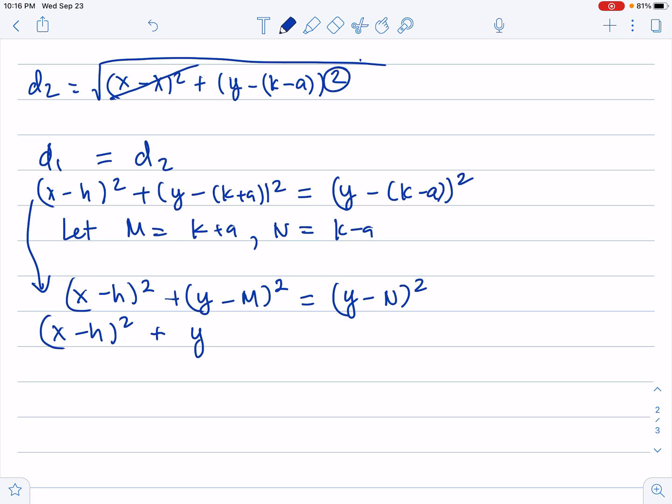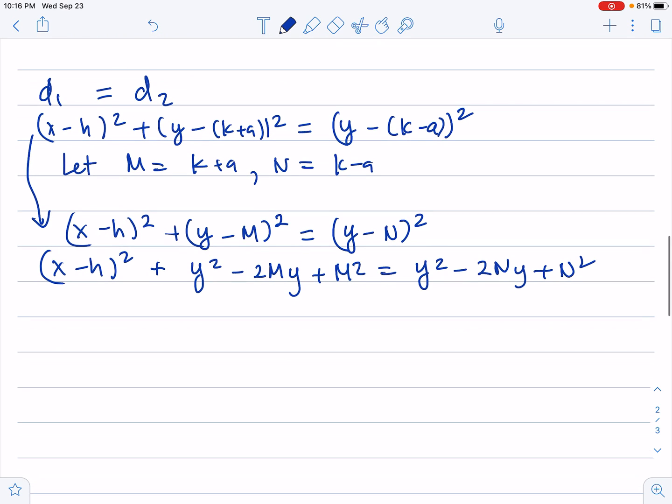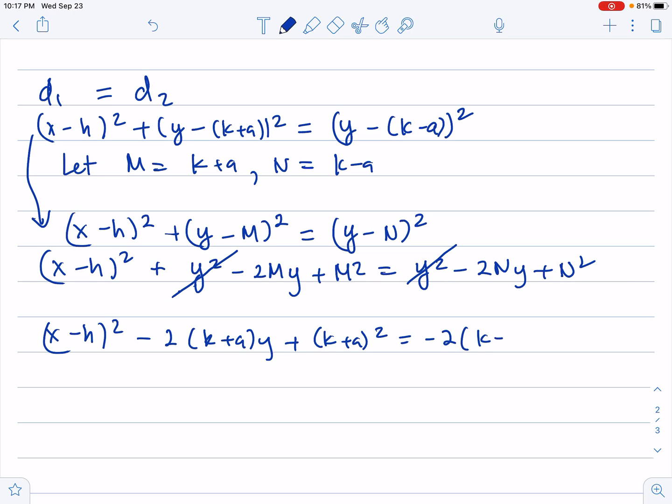So this becomes y squared minus 2my plus m squared. So squaring a binomial lang yan, ha? Magiging y squared minus 2ny plus n squared. Tapos ibalik natin, no? Pwede na ba nating tanggalin tong y squared? If you can subtract y squared from both sides, so mawawala na to. So this becomes (x − h) squared minus 2, ano ang m natin? Pwede na natin ibalik, no? 2(k + a)y plus (k + a) squared equals negative 2(k − a)y plus (k − a) squared, anong n natin? k minus a.